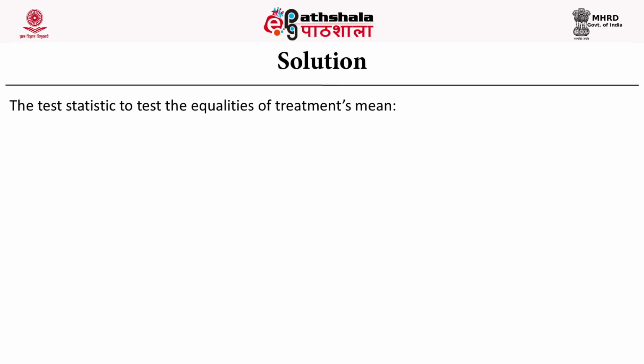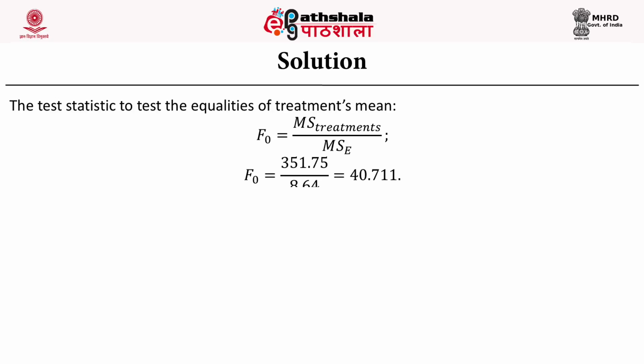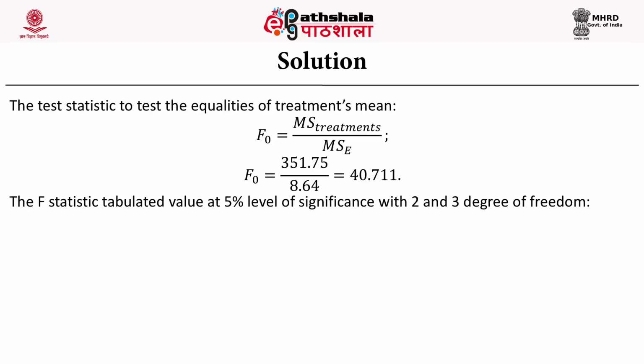The test is to test the equality of treatment means. So F naught is the mean sum of squares of treatment divided by the mean sum of squares of error, which is 351.75 divided by 8.64, equal to 40.711. The tabulated F value at a 5% level of significance with 2 and 3 degrees of freedom can be seen from the table, which is 9.55.